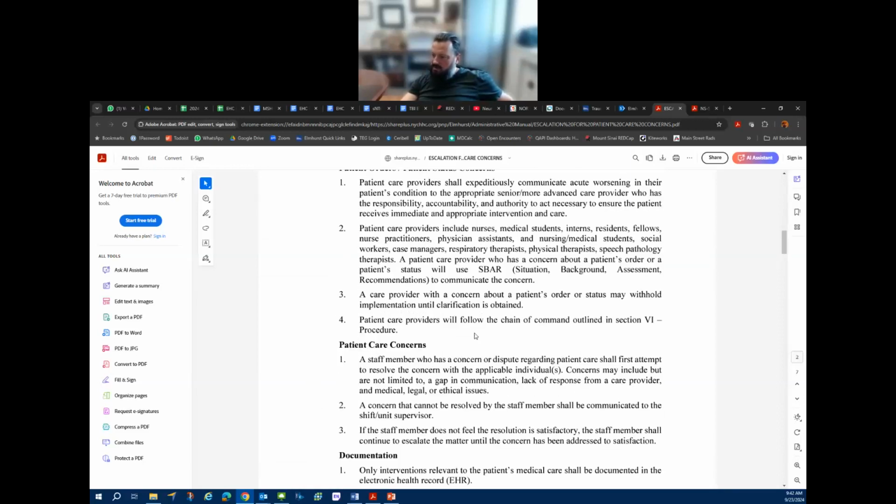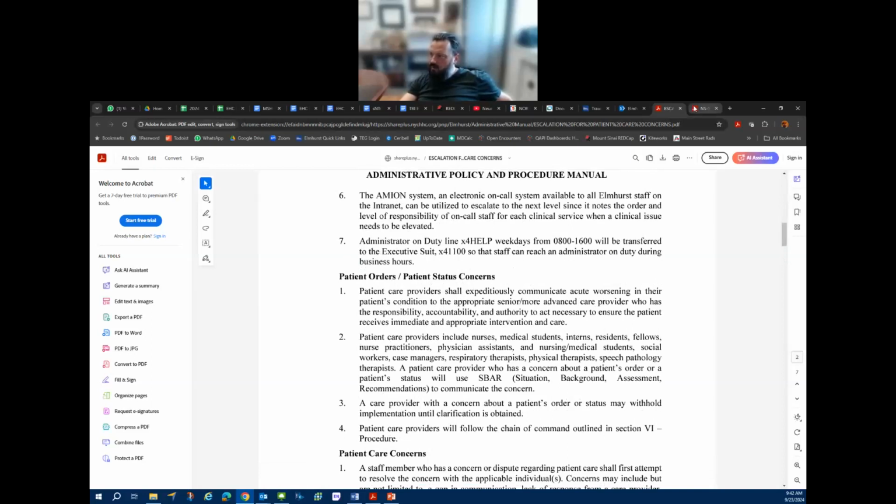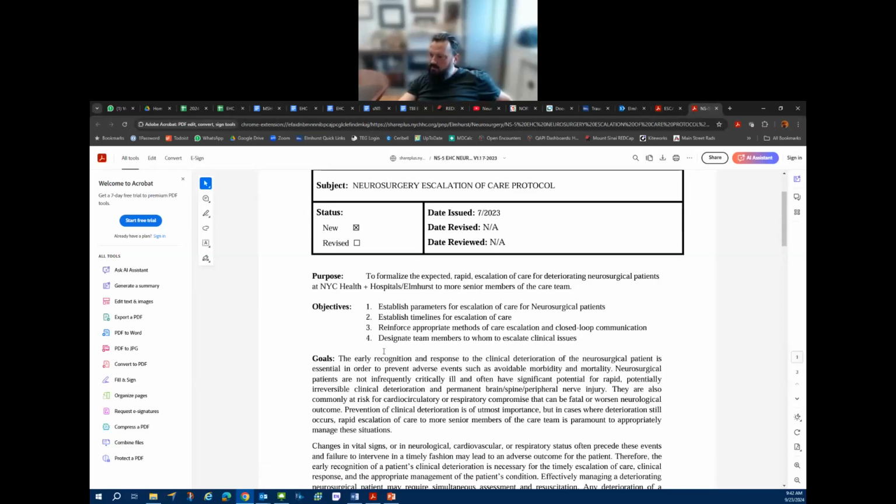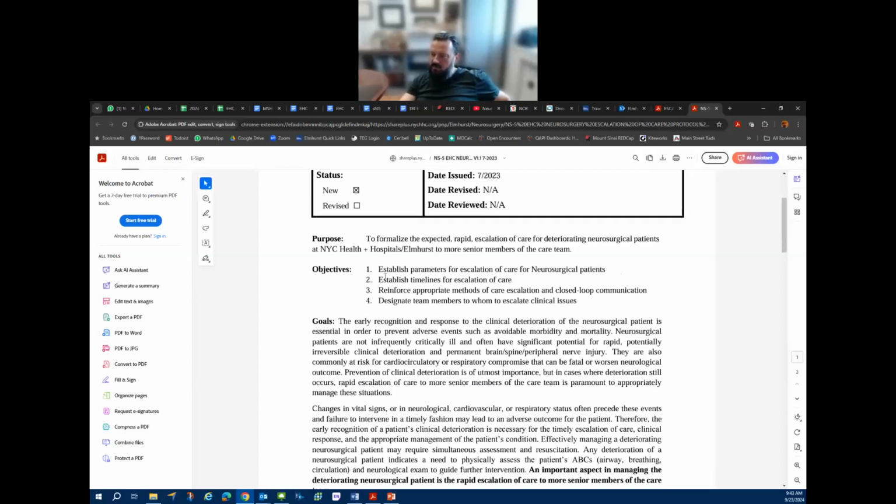I'll go over in more detail our department one, because our department one's a little bit more specific. But in particular, the whole purpose of any escalation of care policy is to formalize the expected rapid escalation of care for deteriorating, in our case, neurosurgical patients, to more senior members of the care team.